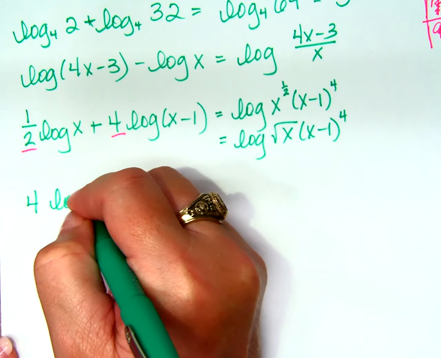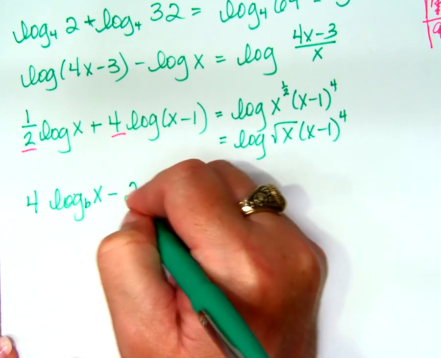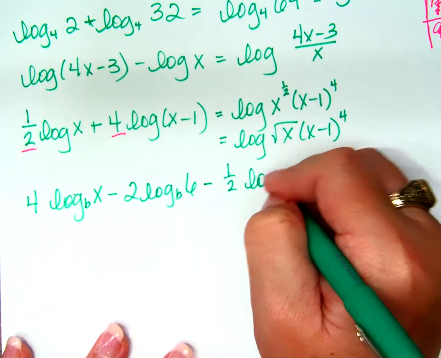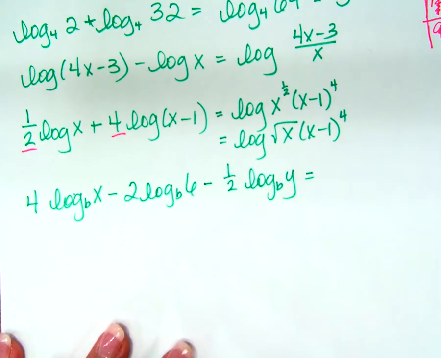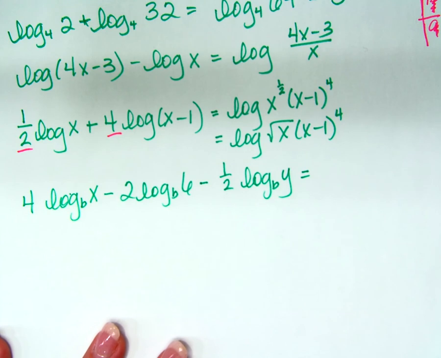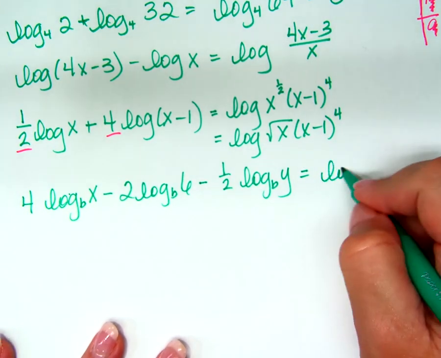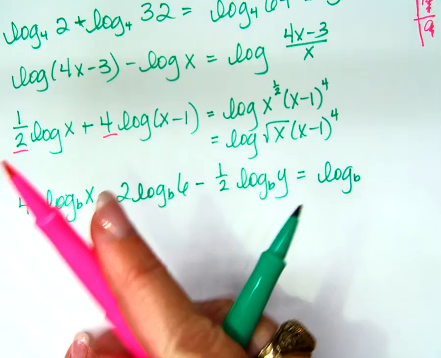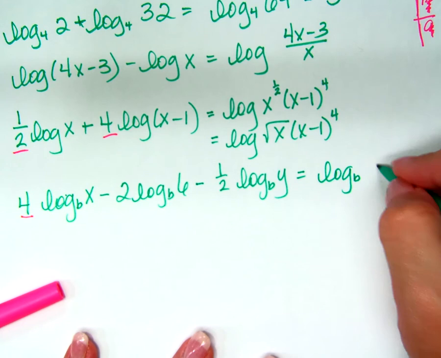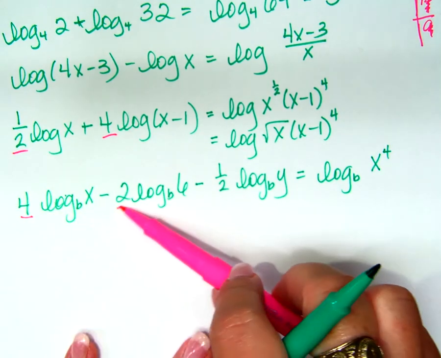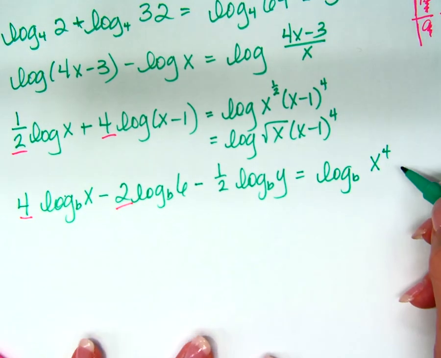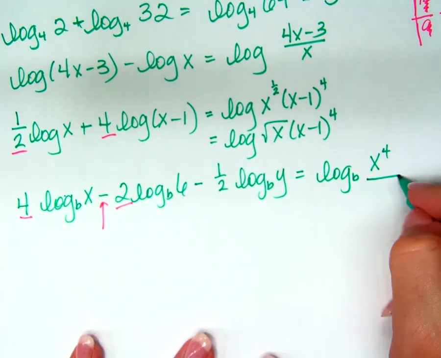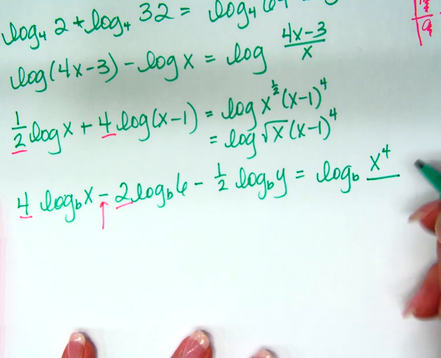4 log base b of x minus 2 log base b of 6 minus 1/2 log base b of y equals what? So I write it once. Of what? What happens with that? So x to the 4th. What happens to that? It's a squared, right? What's that telling me, though? Divide. Can I skip a step to here?